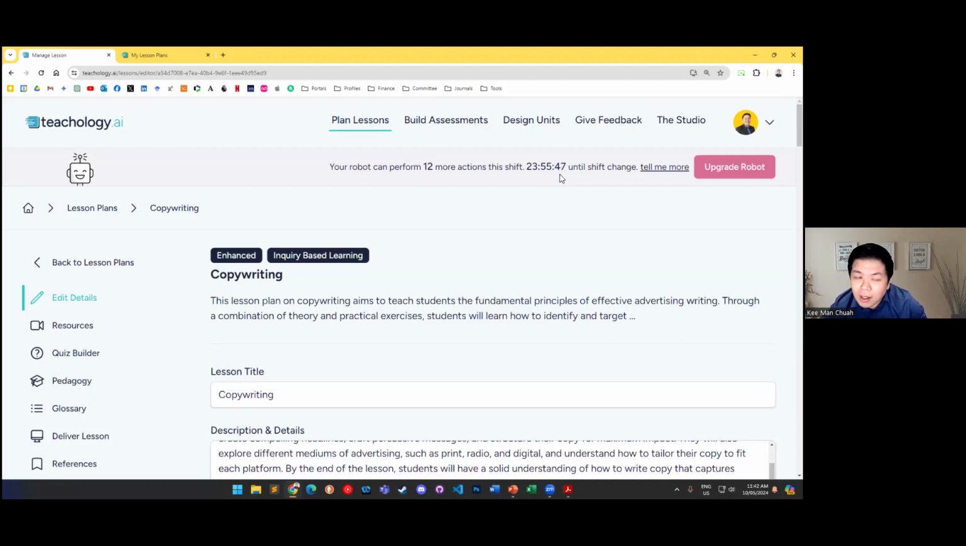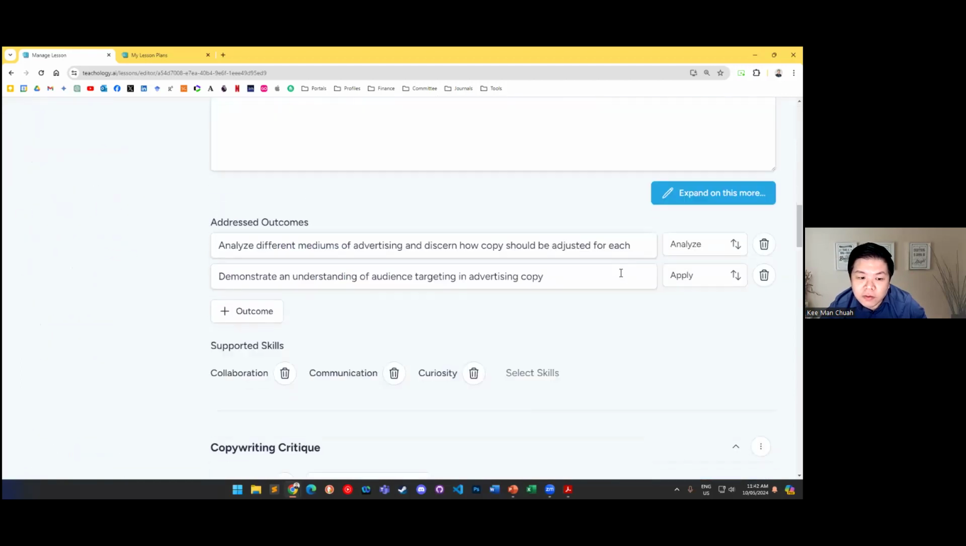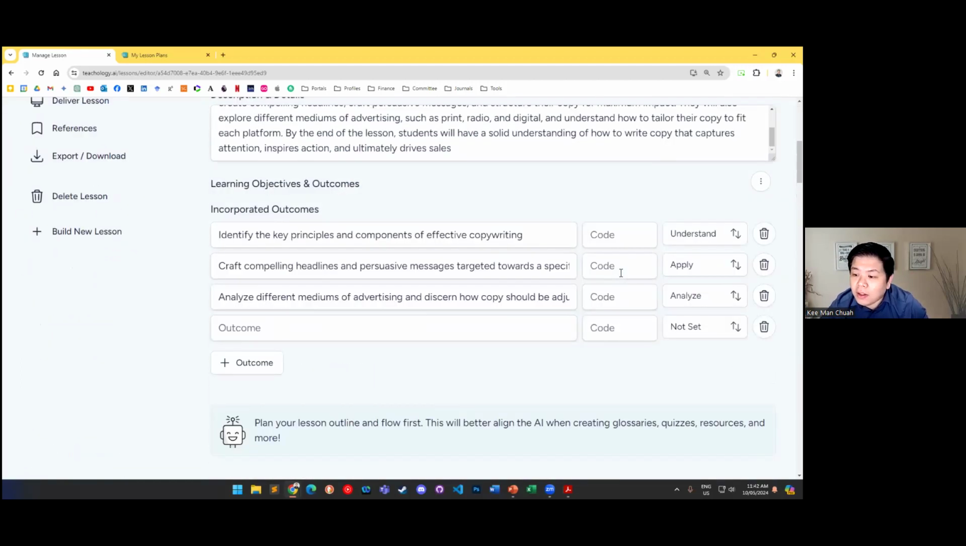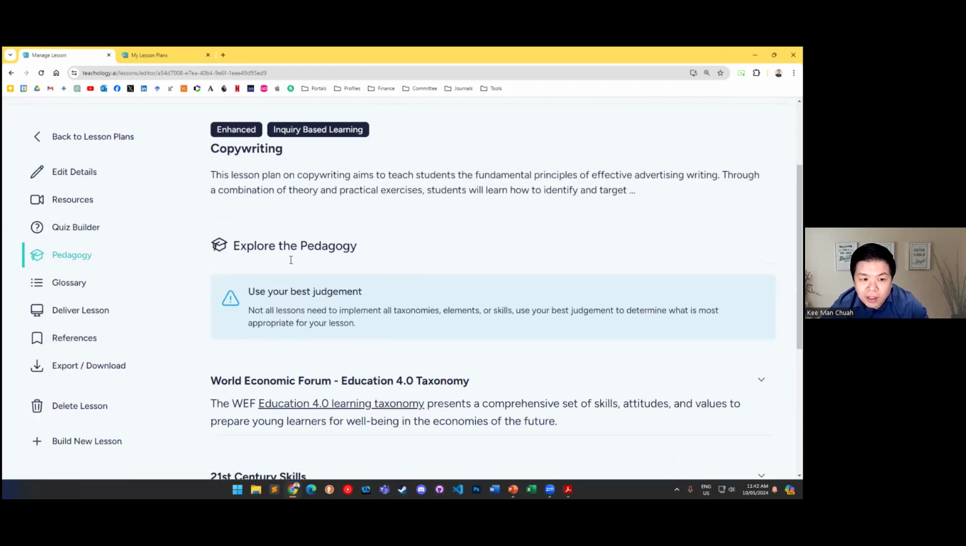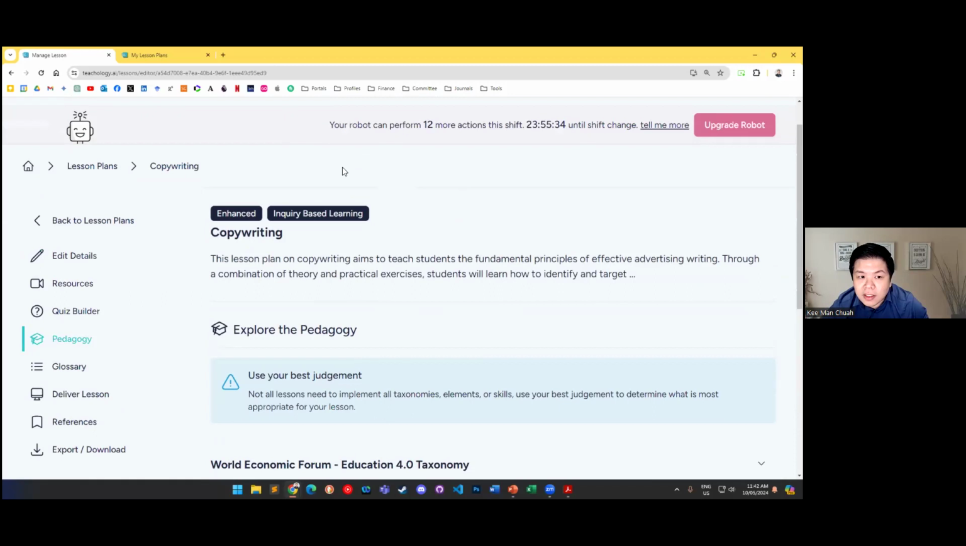Okay, right now, this team is still improving this. So from time to time, if you notice any bugs or whatever, feel free to contact the team. Because now they're adding this. If you go to pedagogy, they're adding more things here later on. So you can do more than just inquiry-based learning and all that. So you can be more specific, like challenge-based, problem-based and all that.